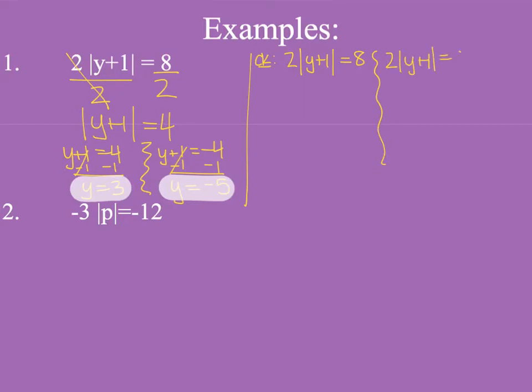Remember, we're setting up 2 checks here. So we'll plug 3 into the first one. 2 times the absolute value of 3 plus 1 is equal to 8. And treat the absolute value almost like a set of parentheses. So we do what's inside of there first. 3 plus 1 is 4. So 2 times the absolute value of 4 is equal to 8. The absolute value of 4 is 4. So this becomes 2 times 4 is equal to 8. And 8 is equal to 8. And it checks out.